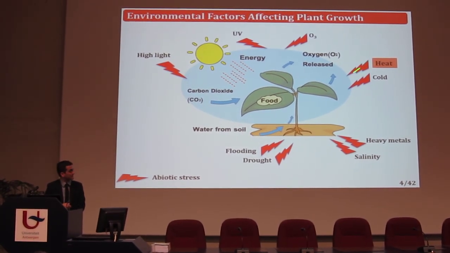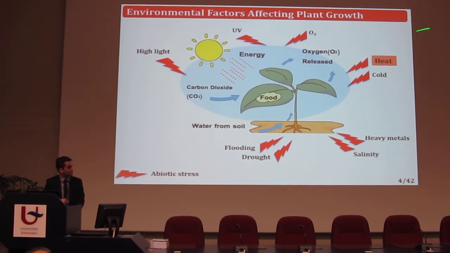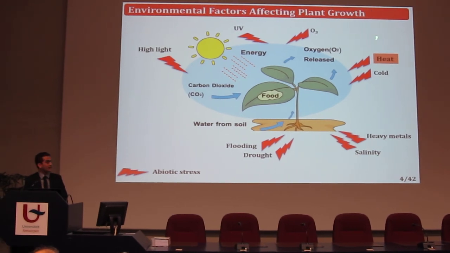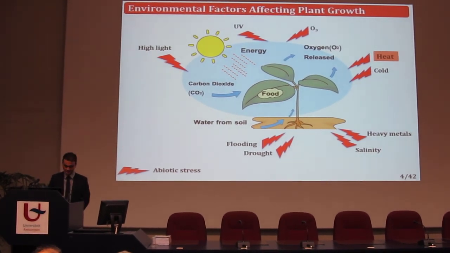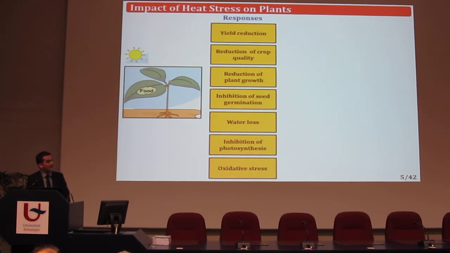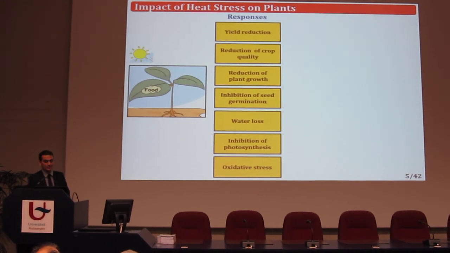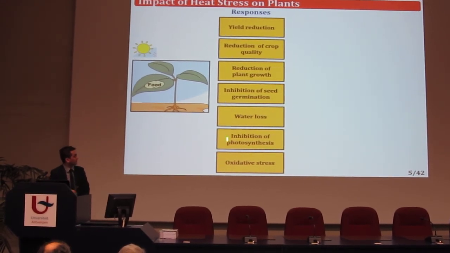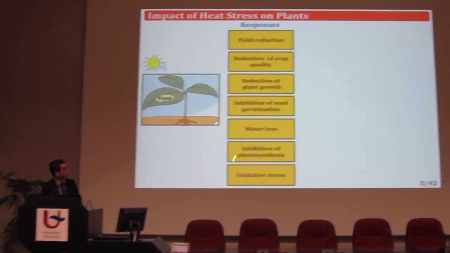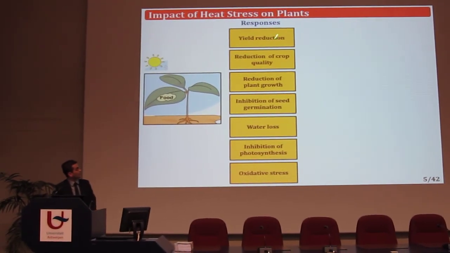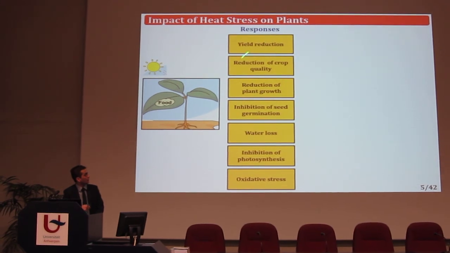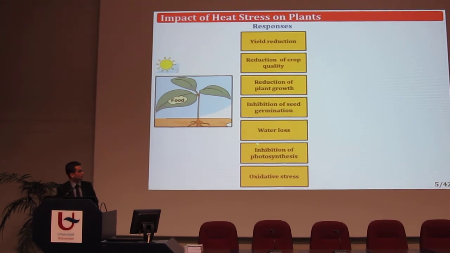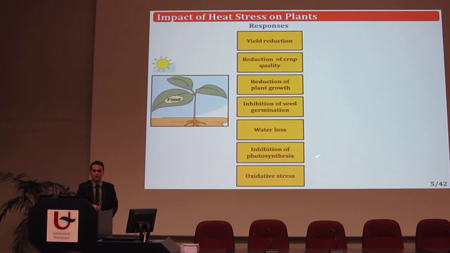As I mentioned earlier, in the future there will be extreme high temperatures on the Earth. So in this presentation, I will mainly focus on high temperature stress in plants. So how does high temperature, or heat, influence plants? There are different responses, and we have categorized these on the basis of the organizational level. Heat results in reduction in growth and crop productivity, and inhibition of, for example, seed germination, water loss through transpiration, inhibition of photosynthesis, and oxidative stress.